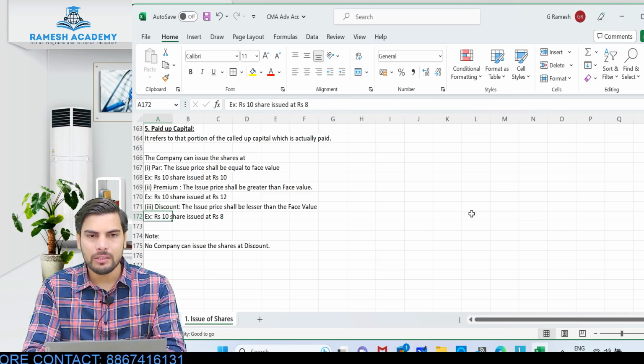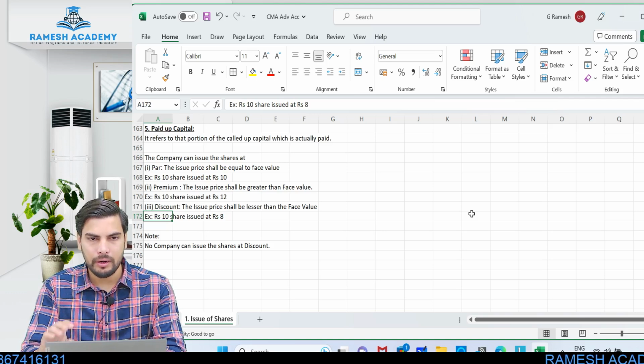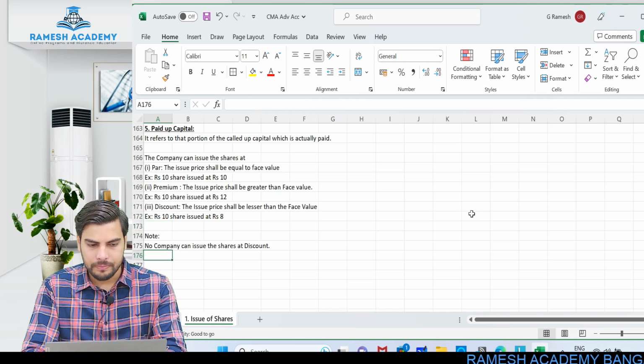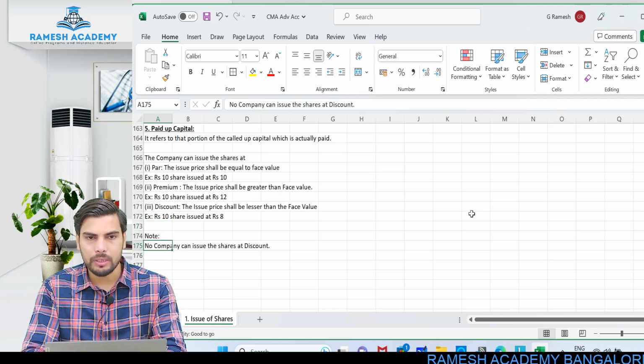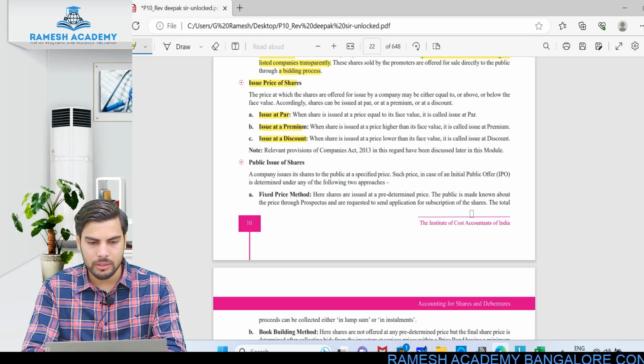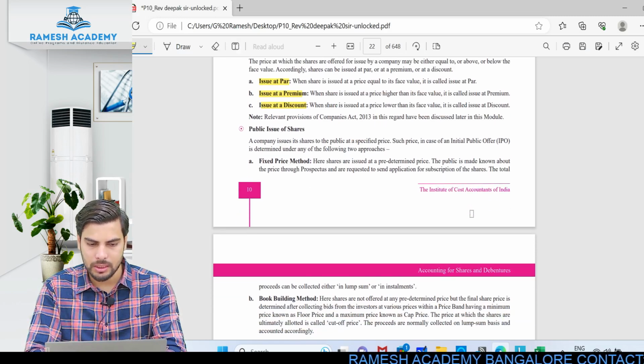And in case of discount, discount is always something which is less. A 10 rupee share, if I'm issuing it at 8 rupees, that would be treated as discount. Clear? And always remember, can the company issue the shares at discount? No. The company cannot issue the shares at discount.